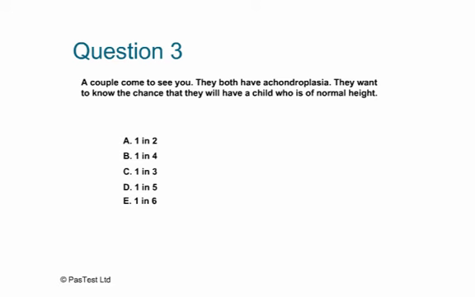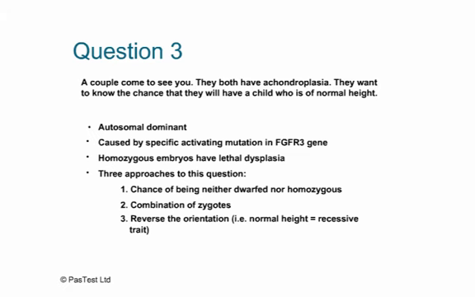In this situation, they're asking about the chance of having a child of normal, or what might be called average height. So how can we approach this question? We know that achondroplasia is an autosomal dominant condition. It's caused by, in most cases, one particular specific activating mutation in the FGFR3 gene. As I've said, embryos that inherit 2 copies of this mutation have a lethal dysplasia, and are typically stillborn. But this is not the question that's been asked at this stage.